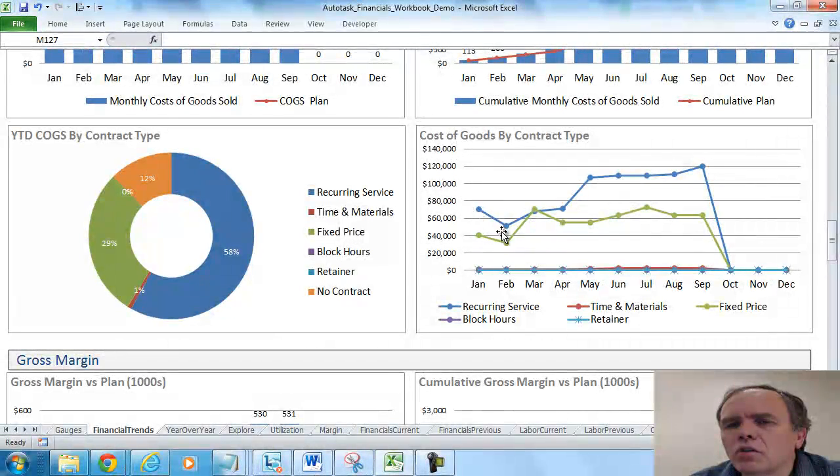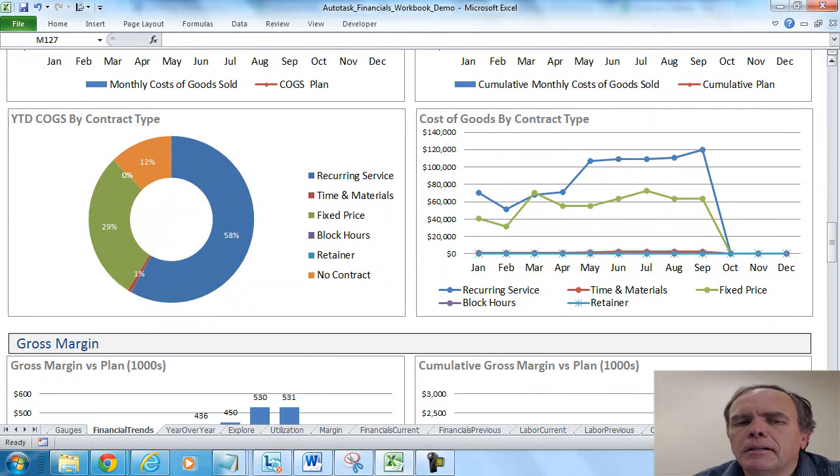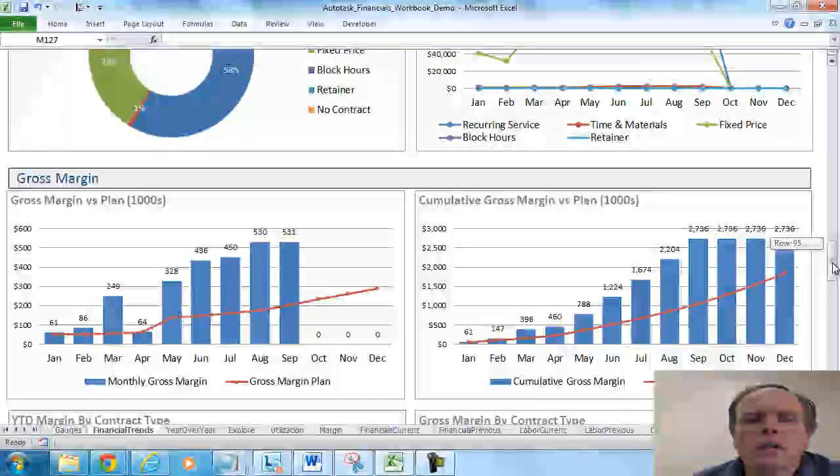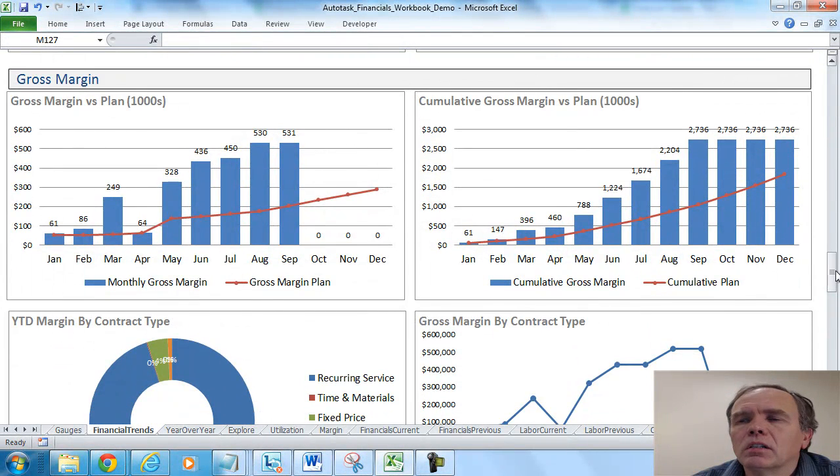And overall, it's also showing you the cost of goods total over the course of the year. And as expected, we increased the amount of revenue that we're getting from recurring service, so we would have expected an overall increase in the recurring service, but fixed price was probably higher than we thought in terms of the fixed price contracts. So that's the cost of goods sold. Revenue minus the cost of goods sold gives us our gross margin.